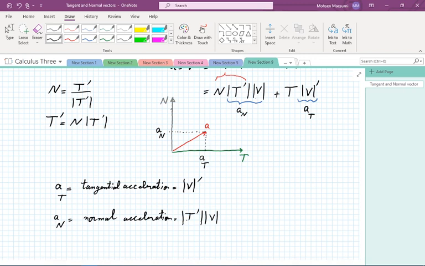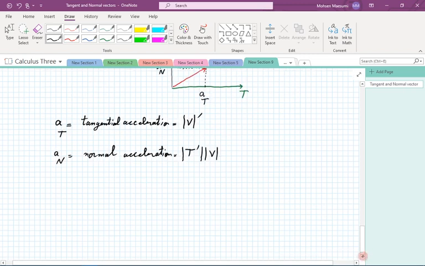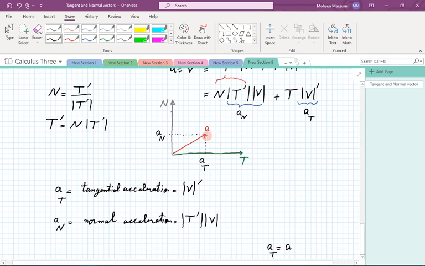Well, let's derive some of these formulas. The first one is rather straightforward. If you have acceleration A sub T, it is the unit vector T. If I take the unit vector T and dot it with A, I'm going to find its component in this direction. So that is A dot T.